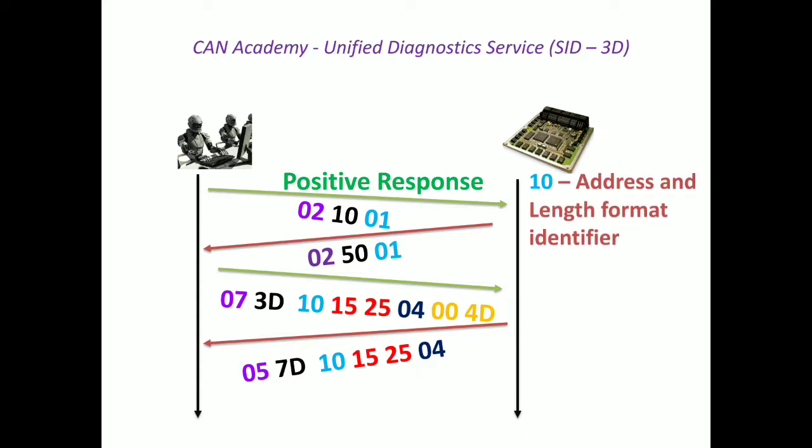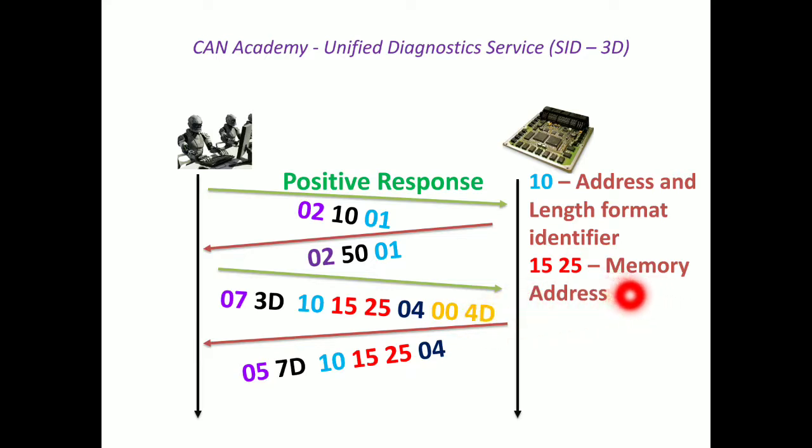Here we have mentioned 10, that is the address and length format identifier. If you want the definition of address and length format identifier, you can go through the previous tutorials I have mentioned on request upload and request download. There I have clearly explained the address and length format identifier, the memory address, and all these parameters. That's why I'm not repeating it here, because it will take a lot of time. So please refer to that particular link.